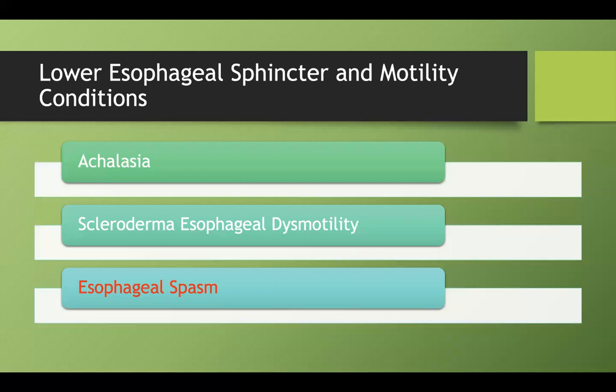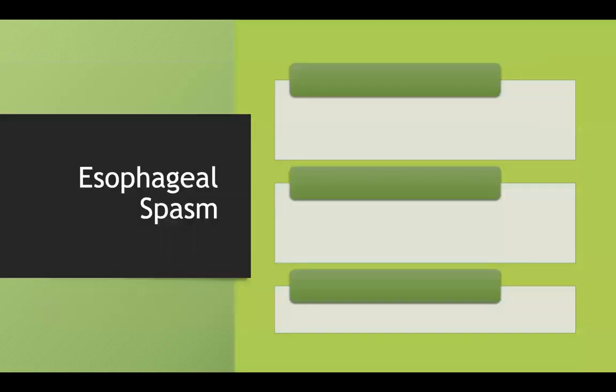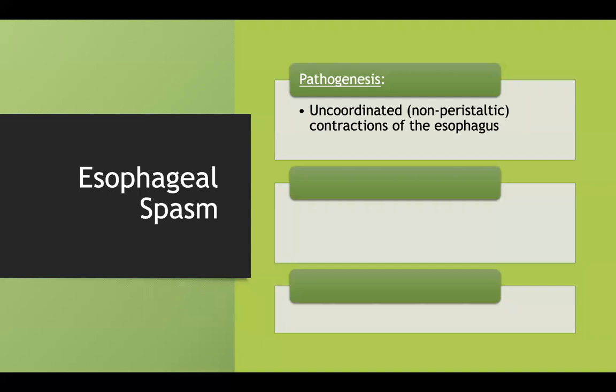And the last one I'm going to talk about, not so much a lower esophageal sphincter problem, but just a general motility problem, is esophageal spasm. The pathogenesis of this is that you have uncoordinated contractions of the esophagus. There's nothing wrong with your lower esophageal sphincter, but you have these weird contractions going on in your esophagus that prevent food from going down in a coordinated pattern.